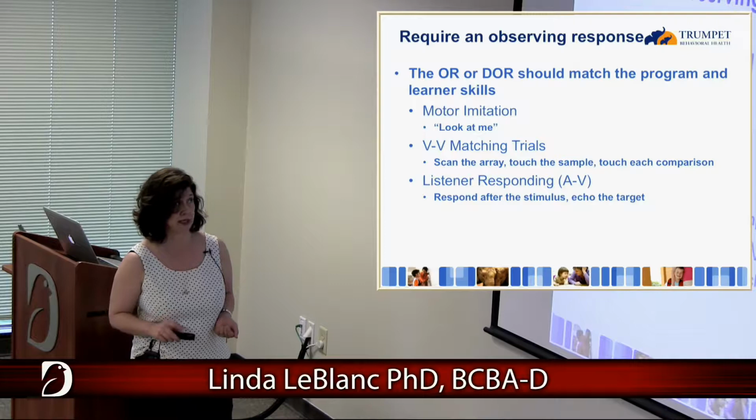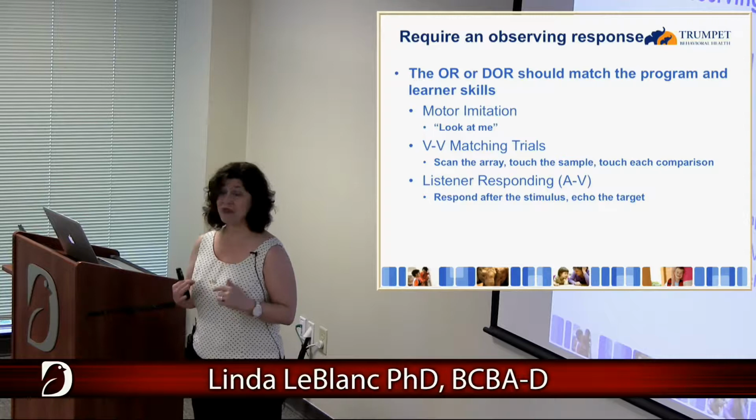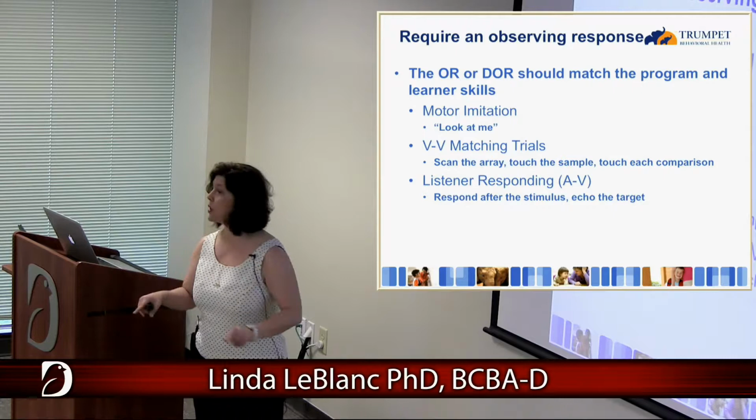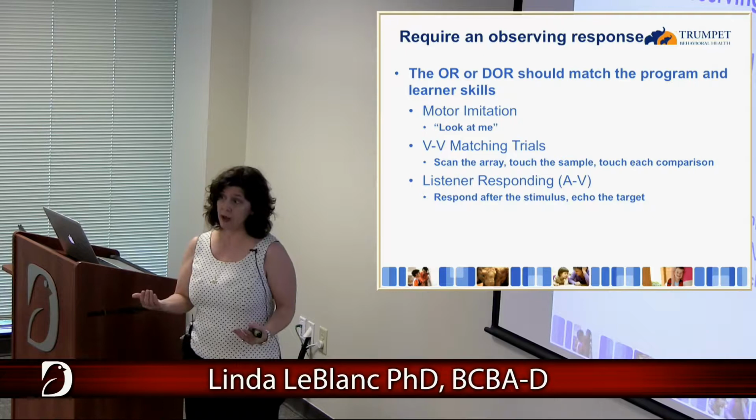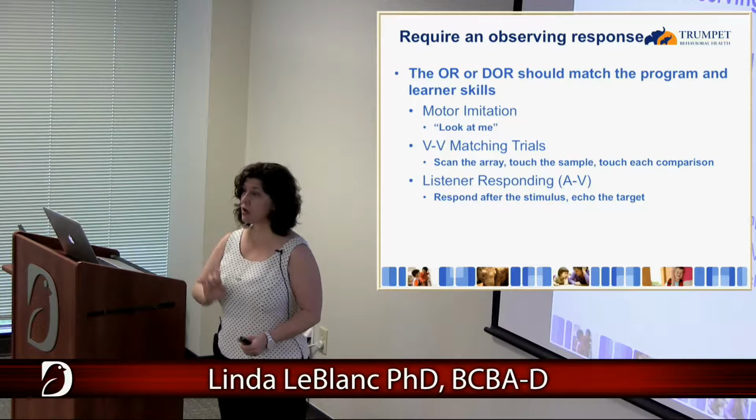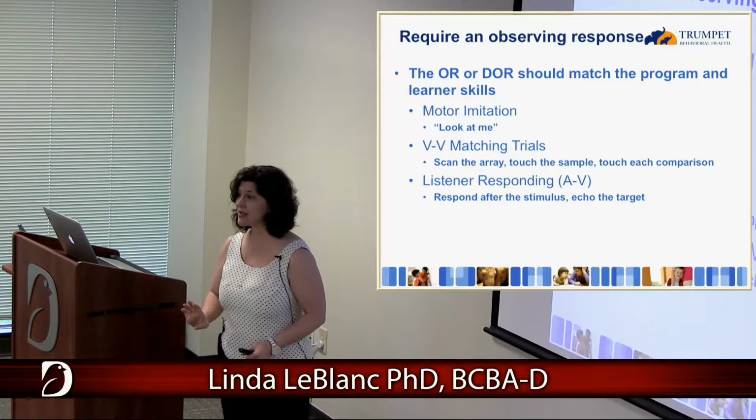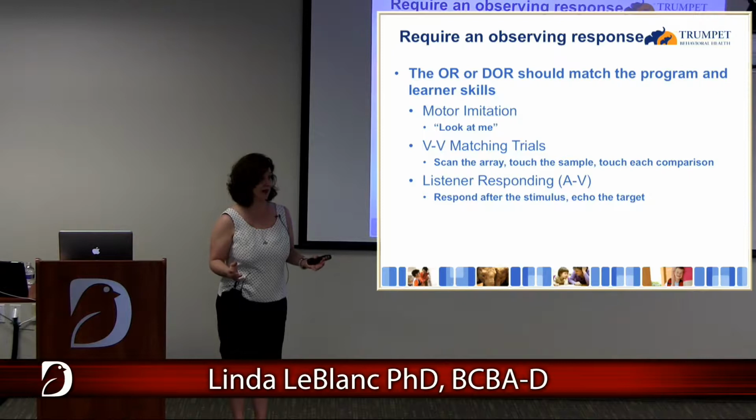So now I'm going to say something, and then they're going to respond to a visual array. I'm going to say red, and they're going to touch the one that is red. So what might be the observing response? Well, there are a couple of things. The first is they should only respond after you've presented the auditory stimulus. Any responses that occur before you said red could not possibly have been evoked by red, because it did not exist in their environment before.